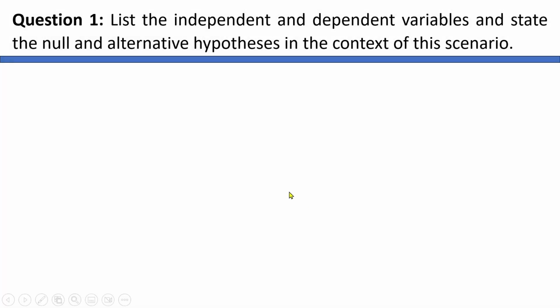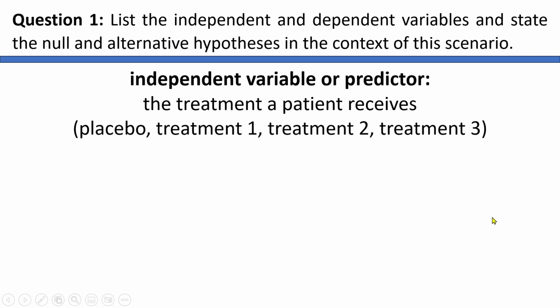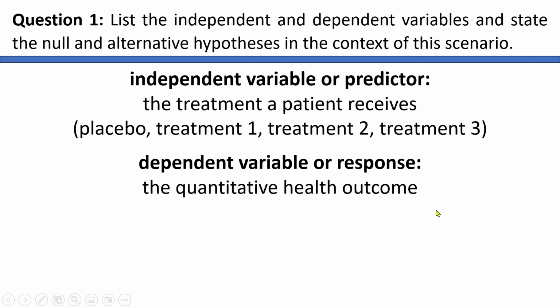So question 1 was to list the independent and dependent variables and state the null and alternative hypotheses in the context of this scenario. The independent variable, or the predictor, is the treatment a patient receives. So we have placebo, treatment 1, treatment 2, treatment 3. Clearly, that's categorical. We have a dependent variable or response, which is the quantitative health outcome.